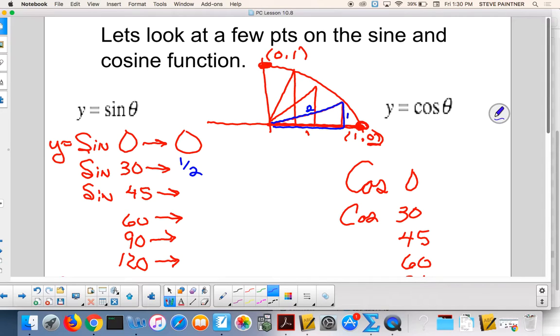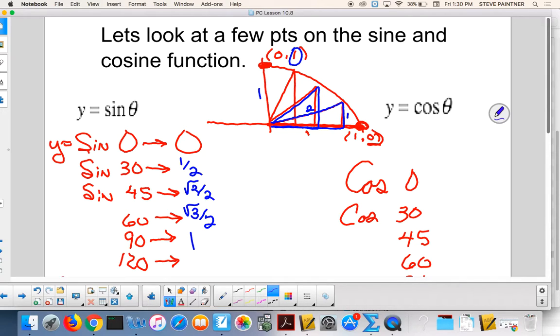Okay, now we can cruise, I think. Do you know the sine of 45? That would be this one. Square root of 2 over 2. Do you know the sine of 60? Square root of 3 over 2. Do you know the sine of 90? It's the y value over the radius, so it's 1 over 1 is 1. Hey, look at that. At 90, you reached your peak.